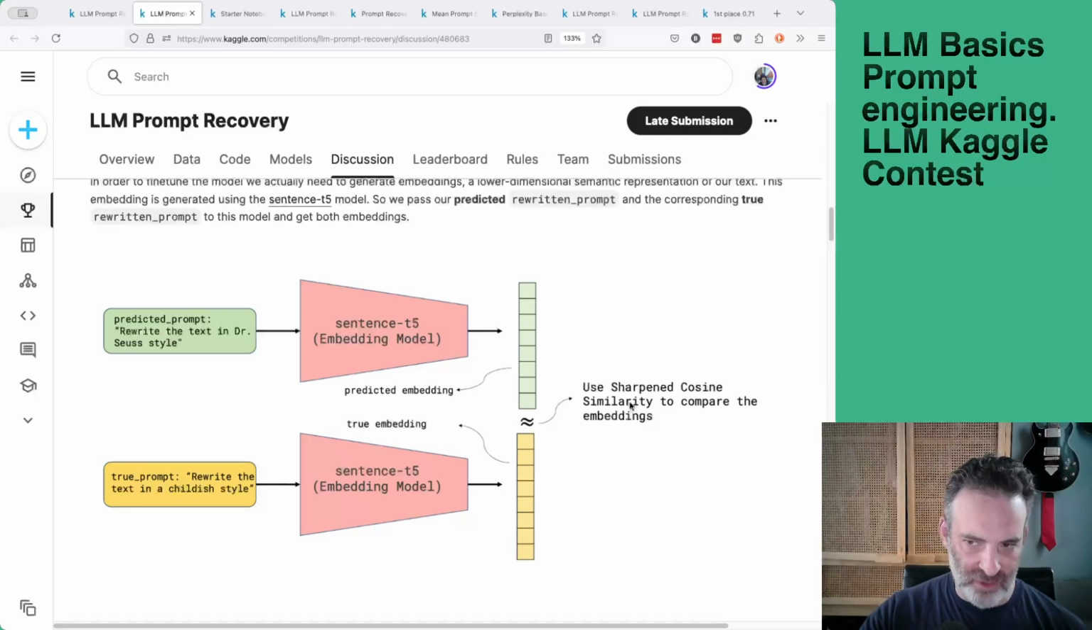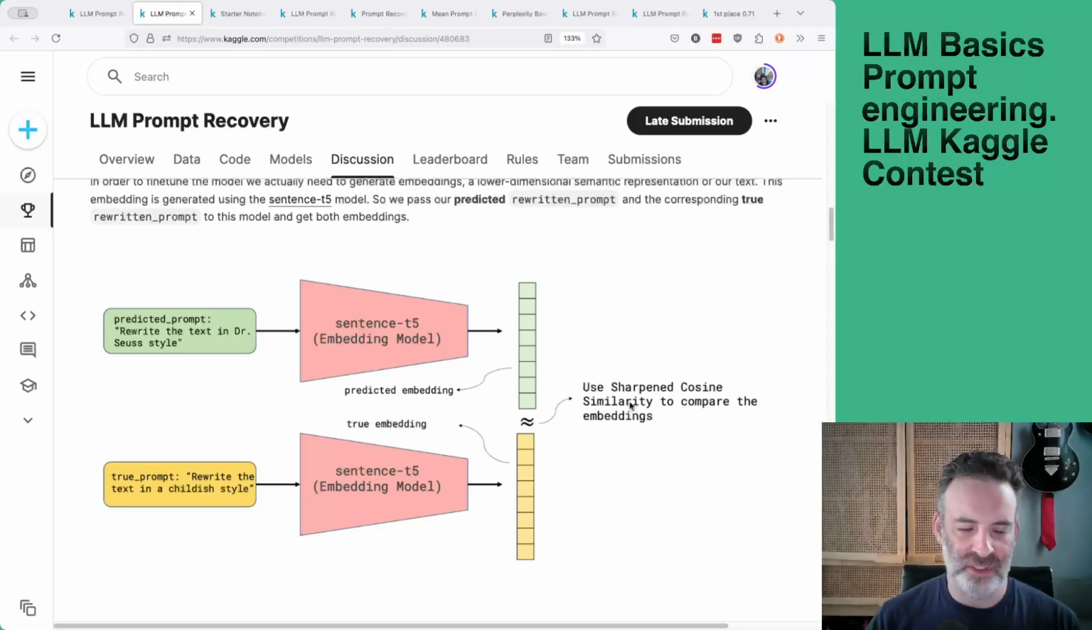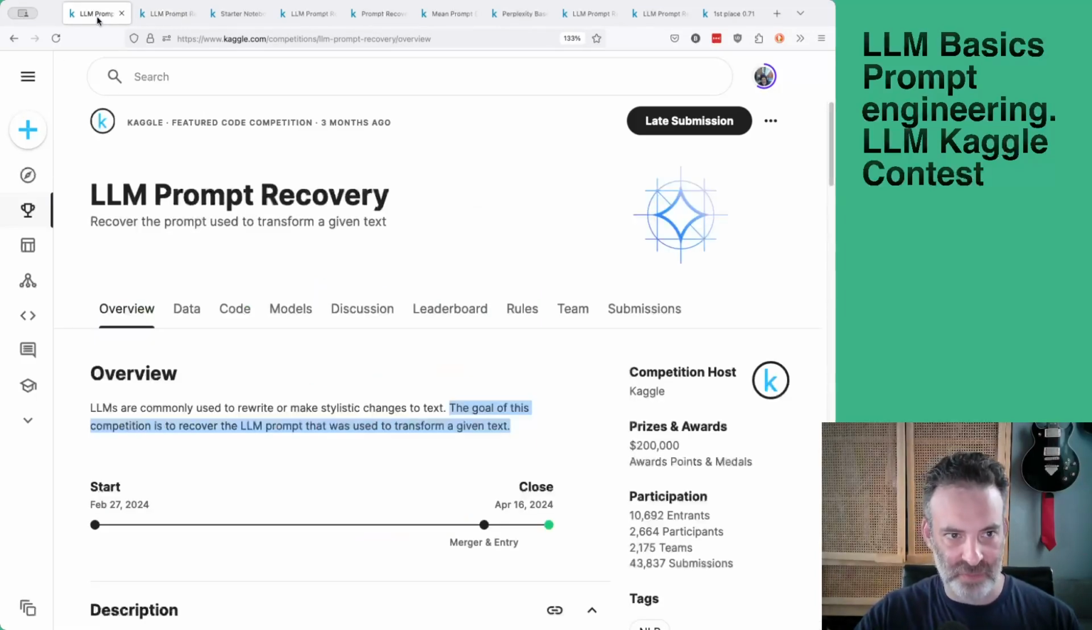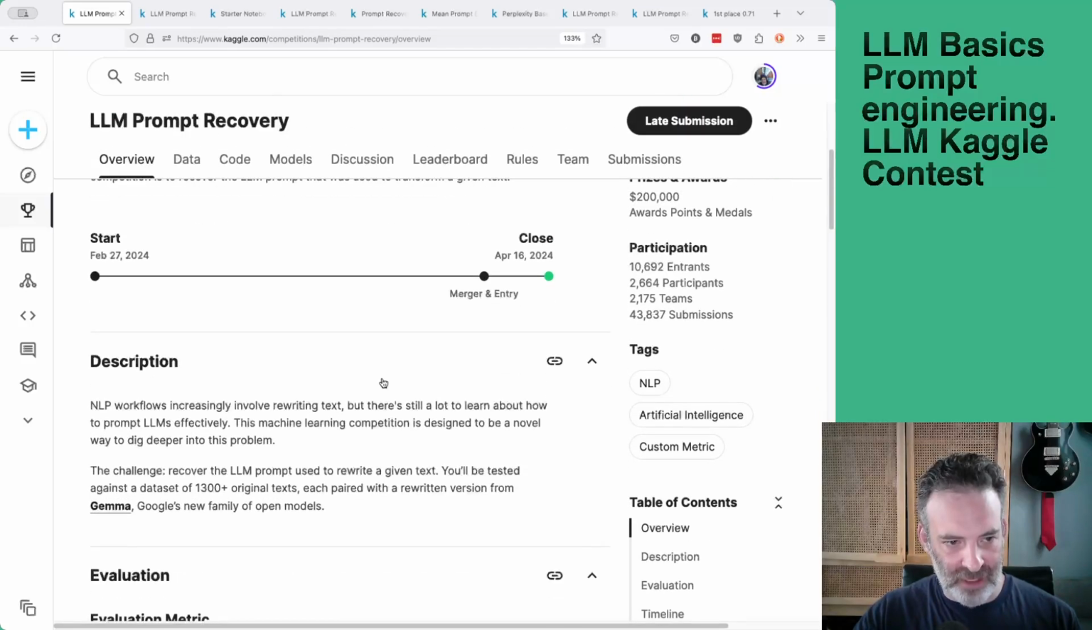It's not too important that you understand the nuances of sharpened cosine similarity, but just take away that it's not looking for the exact words, it's looking for context and meaning. There were a bunch of complaints in this contest about how this was a little fidgety and should have used another metric, but anyway, the takeaway here is it's looking for something that's close in vector space to the original text, not the exact words. If you get the exact words, then of course it's perfect.